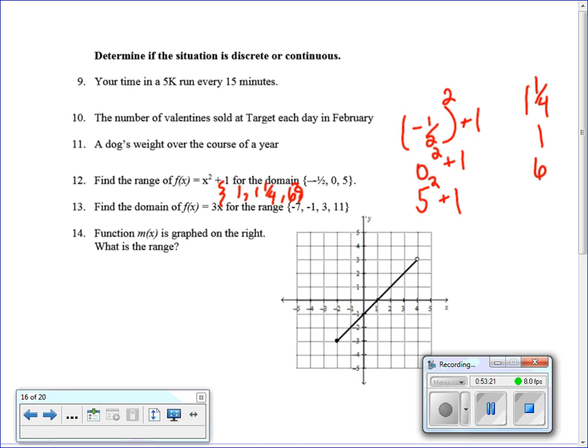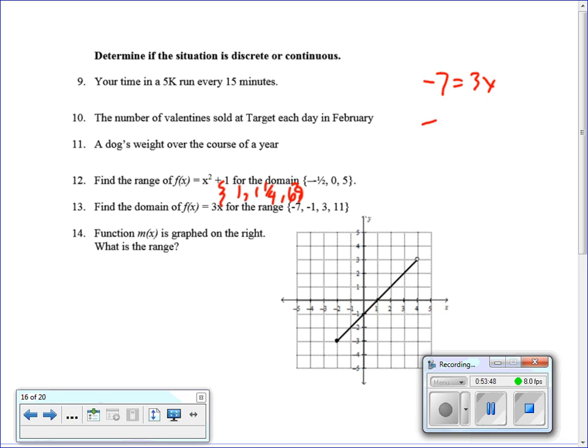In 13, it says find the domain for the range -7, -1, 3, and 11. So this time you're given the range, you're being asked to find the domain. So instead of plugging in the values for x, we're going to plug them in for f of x because the range goes with our y values, and we know that y and f of x are the same thing. So instead of f of x equals 3x, we'll have -7 equals 3x. We'll have -1 equals 3x. We'll have 3 equals 3x. And we'll have 11 equals 3x.